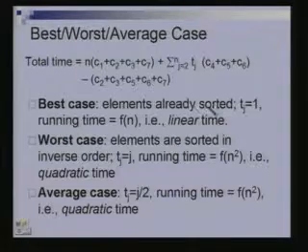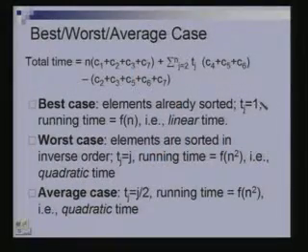So if the input was already sorted, T sub j is always 1. I just have to compare the element with the last element, and I will immediately see that it is larger than the last element, and so I would not have to do anything at all. So T sub j is always 1 if the input is already in increasing order.